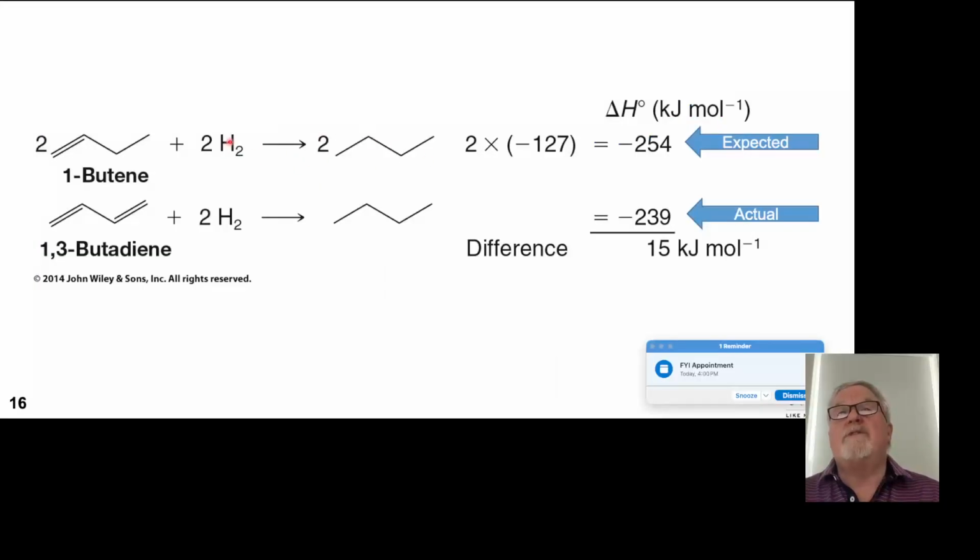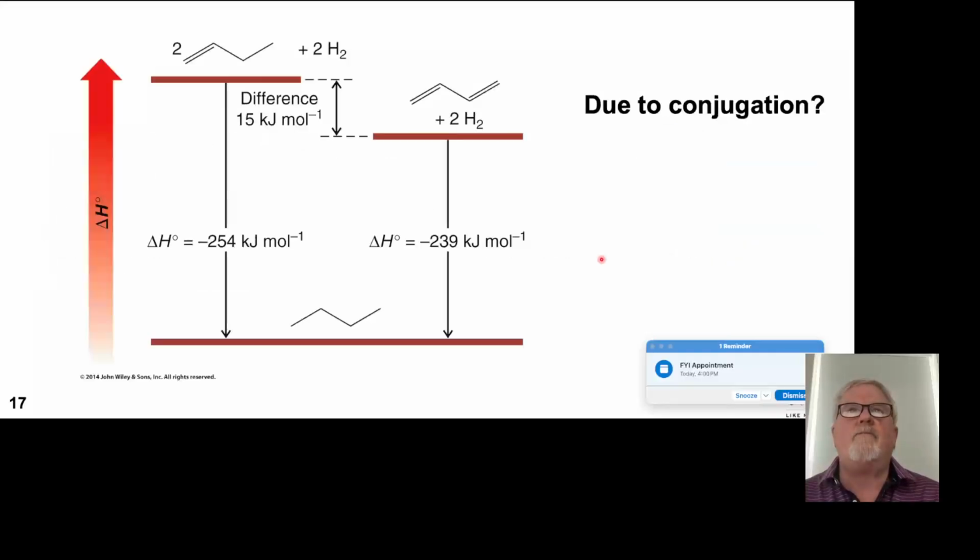One of the experiments that was done then to try and suss out whether or not this conjugation gives us added stabilization was to do the hydrogenation of two of these terminal alkenes and the hydrogenation of one of this conjugated alkene, but as terminal groups. So the substitution pattern is the same on them, and we do see that we get about 15 kilojoules per mole stabilization in this system.